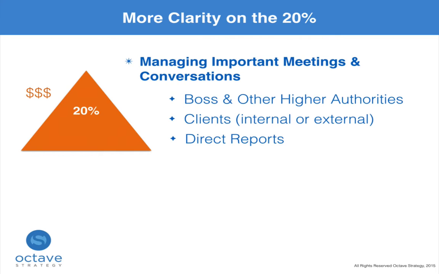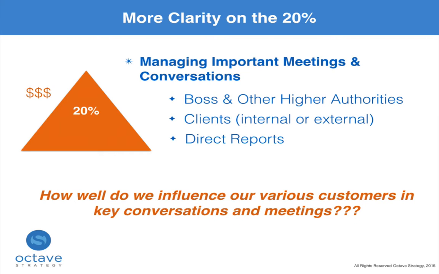And those types of results certainly make their way through the organization in terms of how we do in that area, and that certainly will affect how much value we're creating as well as how people judge our value for the organization. So we need to be able to see these three groups as types of customers and the ones that we need to interact with most effectively in order to generate value for the organization, demonstrate value in our own abilities, etc. So then we need to ask the question, how well do we influence our various customers in key conversations and meetings?